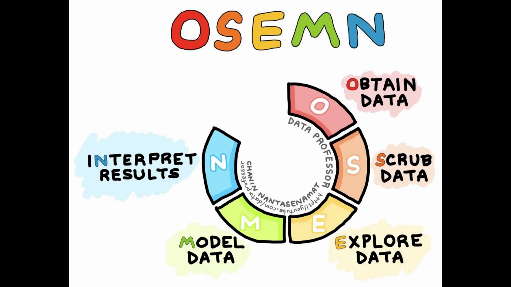Obtain data. Because OSEMN is not goal-driven, the first phase is to obtain data. As with other frameworks, we can use several tools, including web scraping, APIs, or SQL, to obtain our data. Scrub data. Regardless of what we plan to do with our data, it must be scrubbed before it has any value. Even clean data might need to be reformatted to make it usable. This is the most important step in any data project.